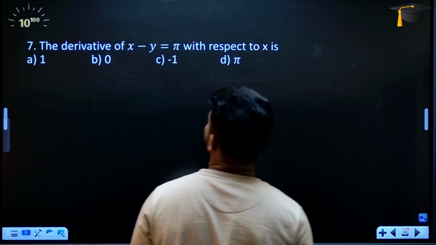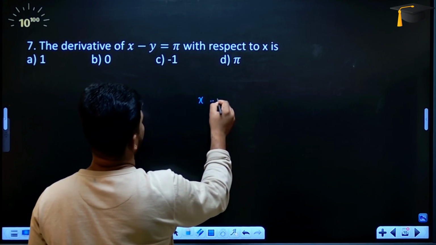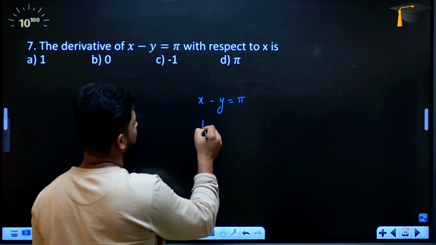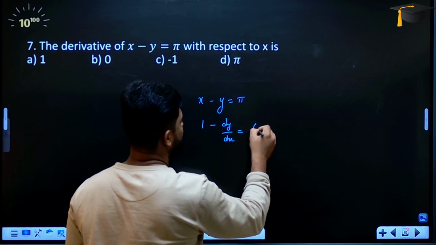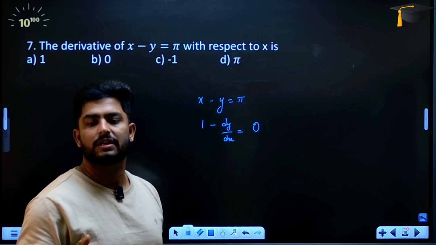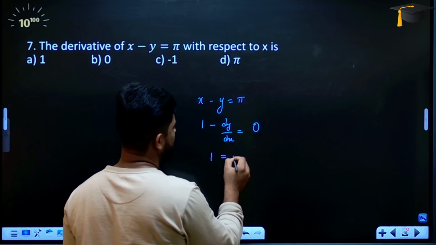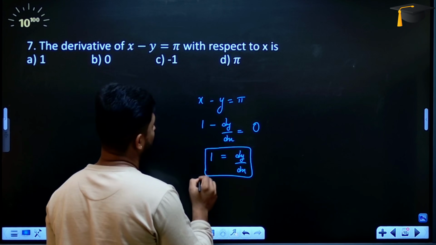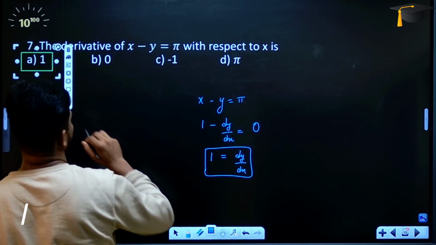Next. The derivative of x minus y is equal to pi. So x minus y is equal to pi. Here x differentiation is 1, minus y differentiation is dy by dx, is equal to pi differentiation, which is 0. Pi is a constant, so its differentiation is 0. Now just to solve this, take dy by dx to the other side. So dy by dx is equal to what? It is 1, children. So option A, 1 is the right answer.